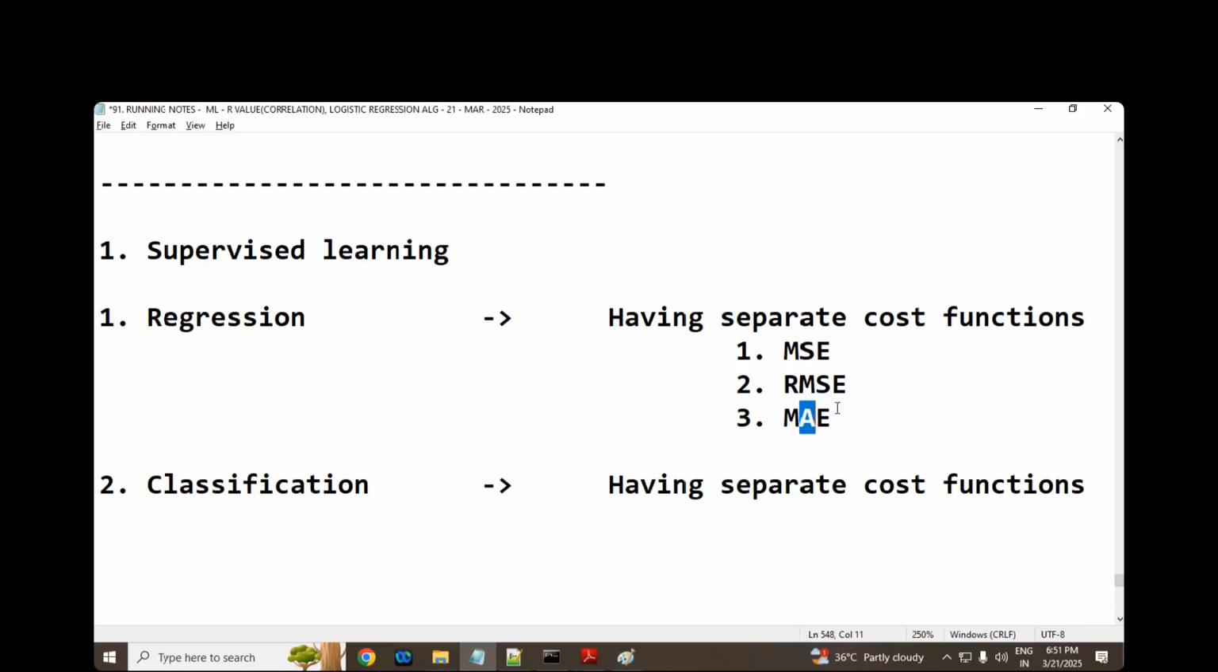Yeah, these three are for regression. Classification we can see separately. Then you need to understand one topic, called the confusion matrix. I will cover it.